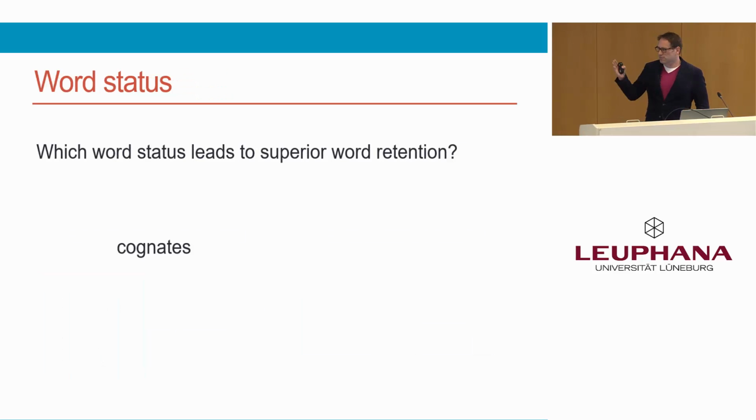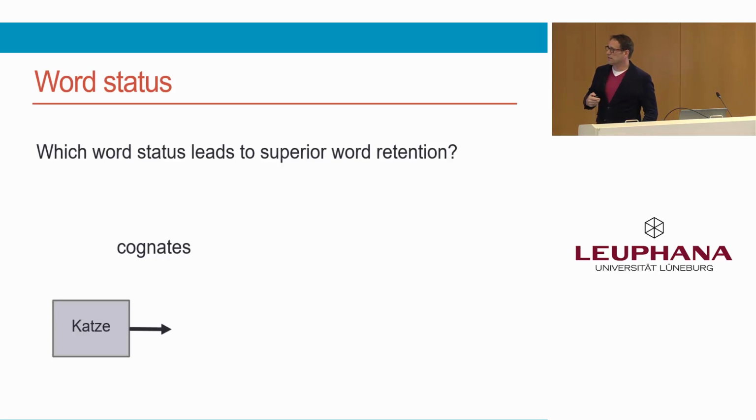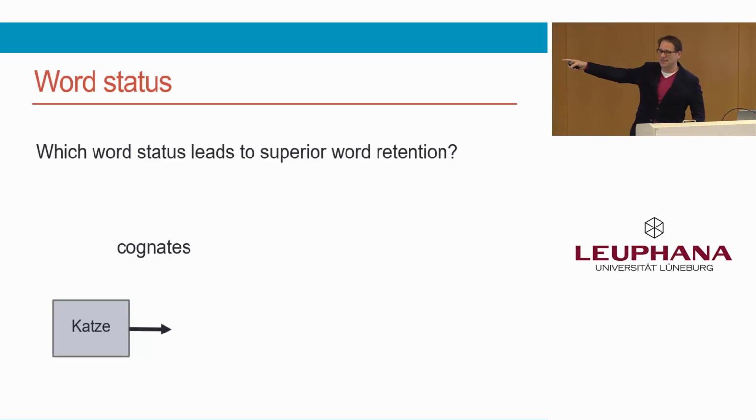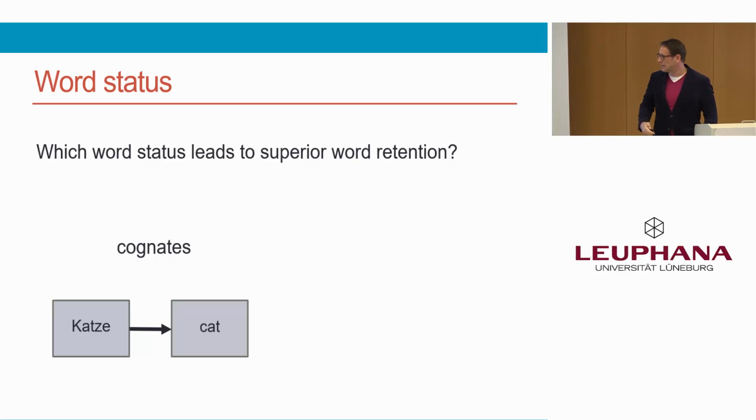The second thing I've just pointed out was the word status, and this would be cognates. Could you explain again what a cognate is? That's what I'm going to show you right now. I'm going to explain it using this. So what do we hear? In English? Cat. That's an easy one.